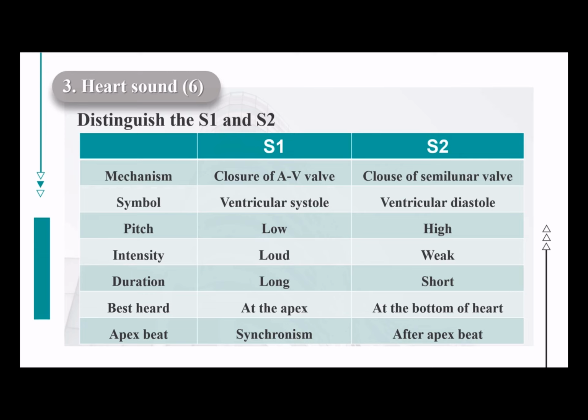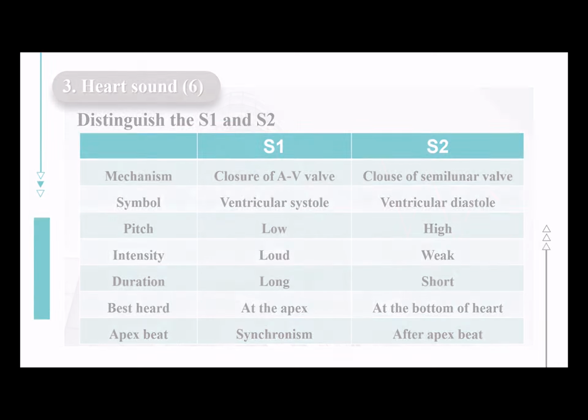Generally, the S1 is low-pitched, loud in intensity, and long-lasting. Besides, it occurs simultaneously with the apex beat and can be heard best at the apex. On the contrary, the S2 is higher and sharper in pitch, as well as lower in intensity and shorter in time than S1. Besides, it does not occur simultaneously with the apex beat and can be heard best at the base of the heart. Here is the audio about the normal heart sound for your reference.